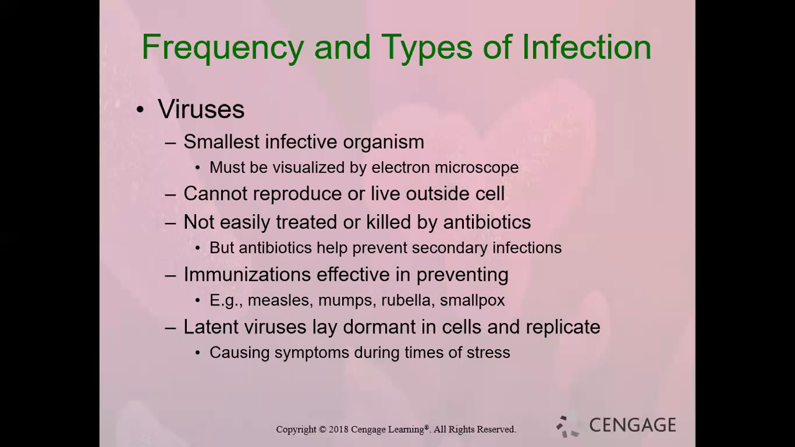And there are antibiotics to help prevent secondary infections, and that's what happens sometimes. It'll start out as a virus, and we'll get a secondary infection, and then all of a sudden antibiotics will help. There are immunizations that are effective in preventing things like measles, mumps, rubella, smallpox.